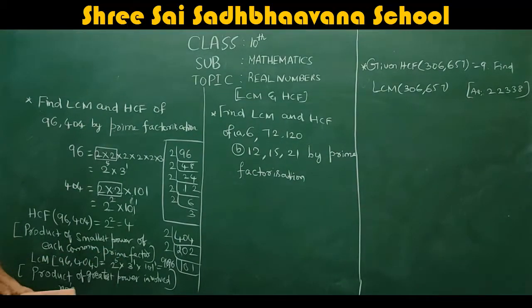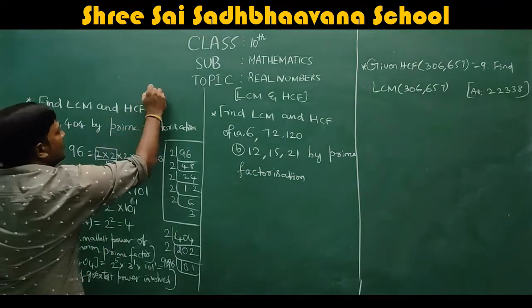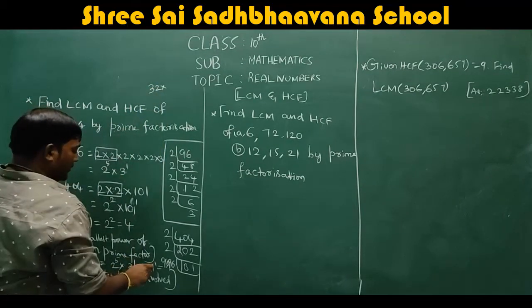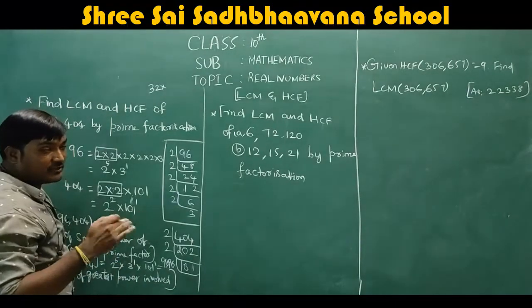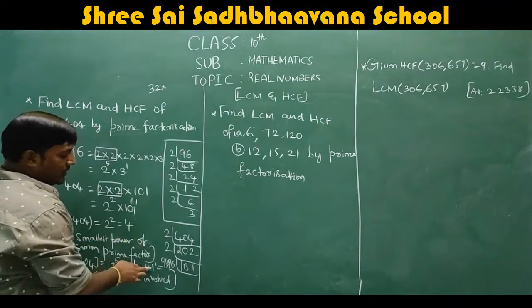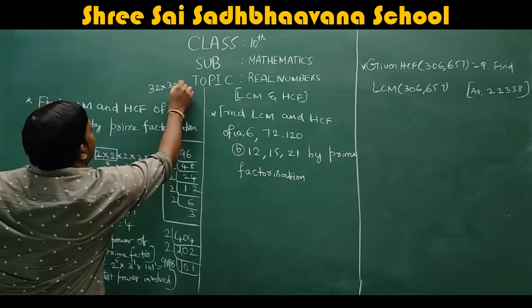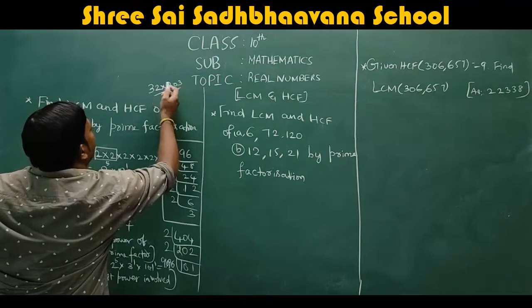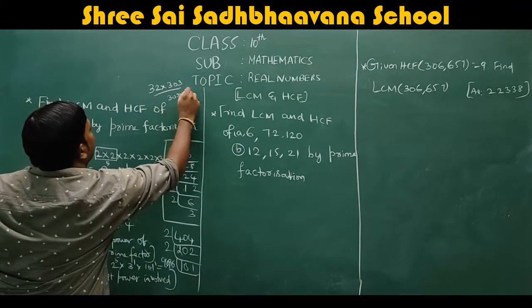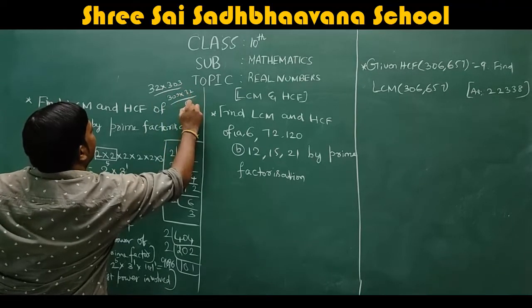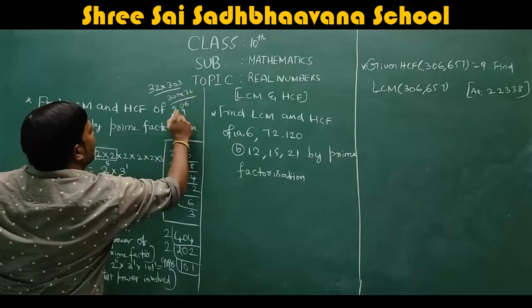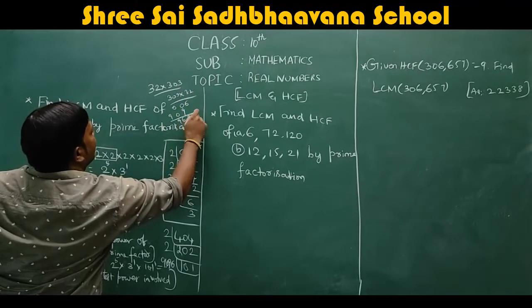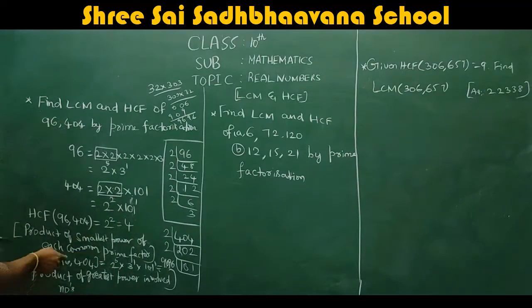So see, 2 power 5 is 32. 2 power 4 is 16, so 16 2s are 32. So 2 power 5 is 32. 32 into 303. Just do it, or you can do it the other way also: 303 into 32. Which will give you 606 and 3 3s are 9, 0, 3 3s are 9. This will give you 9696. So LCM is 9696. That's all. You should remember.